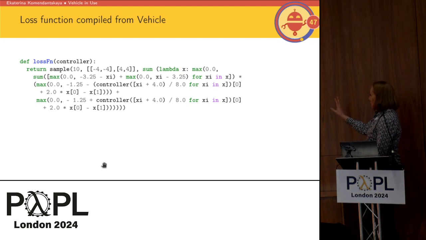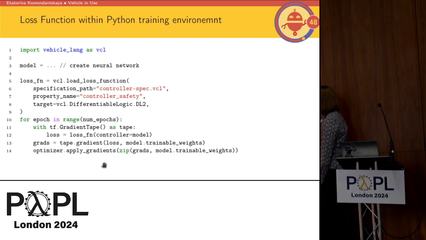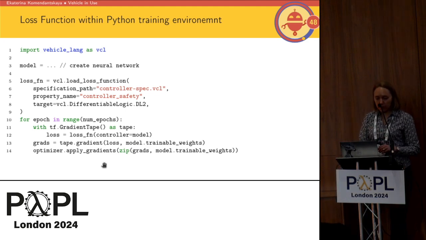Well, this is not to be read by human. In fact, it's not read or written by human. Your interaction with Vehicle would more or less consist of saying, listen, there is this controller spec in Vehicle, and I'm interested in controller safety property. Could you choose differentiable logic such and such, and then compile it down to a loss function and use it in training like this. So this is Python code that simply calls Vehicle to generate this loss function that we've seen and use it for training.